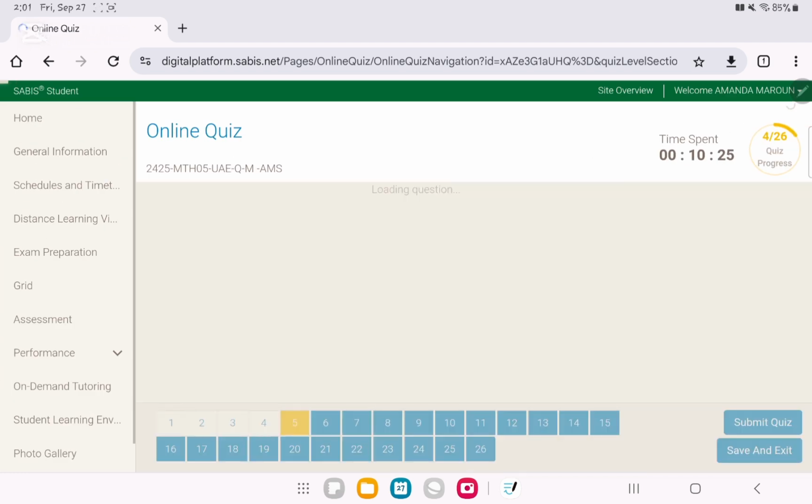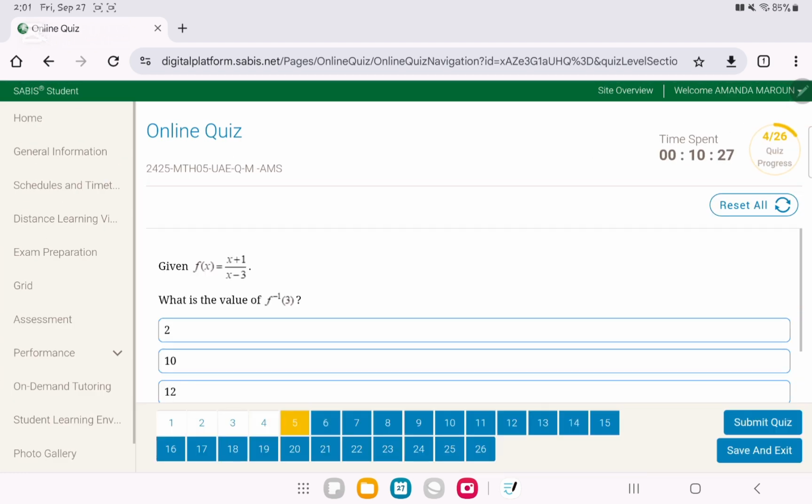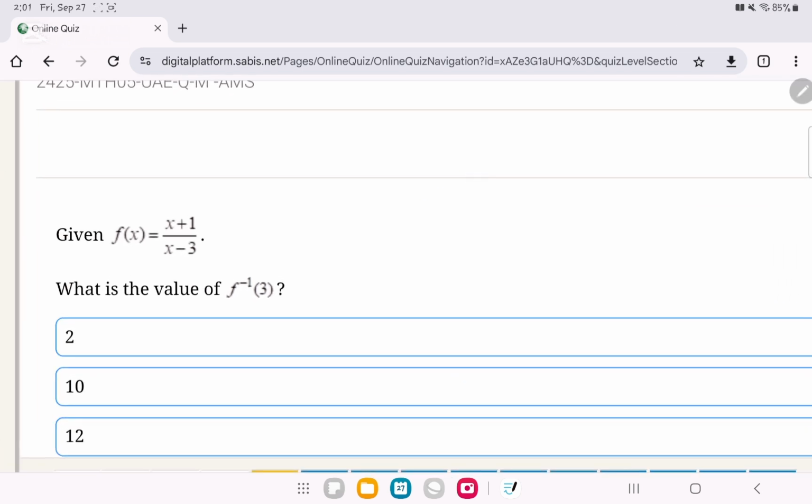Question number 5. What is the value of f inverse of 3? Like we said before, usually, if they asked us f of 3, what would we do? We would replace the x. But no, here they're asking us f inverse of 3. So what do we do when we have f inverse? We're going to replace f(x) by the number, so we're going to put 3 instead of f(x).